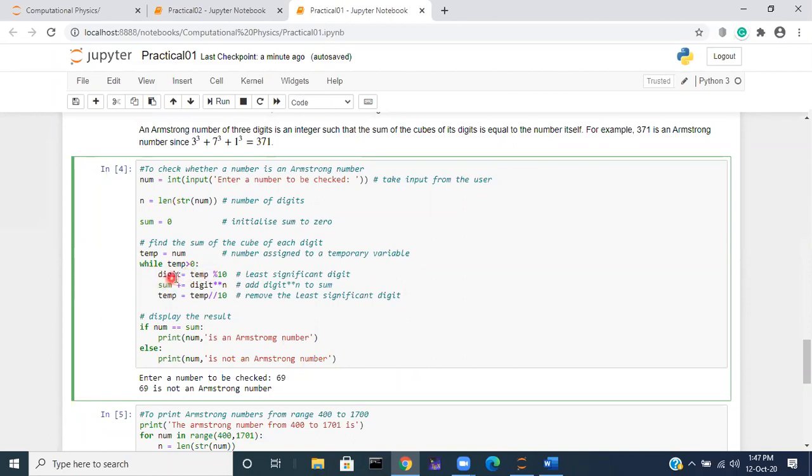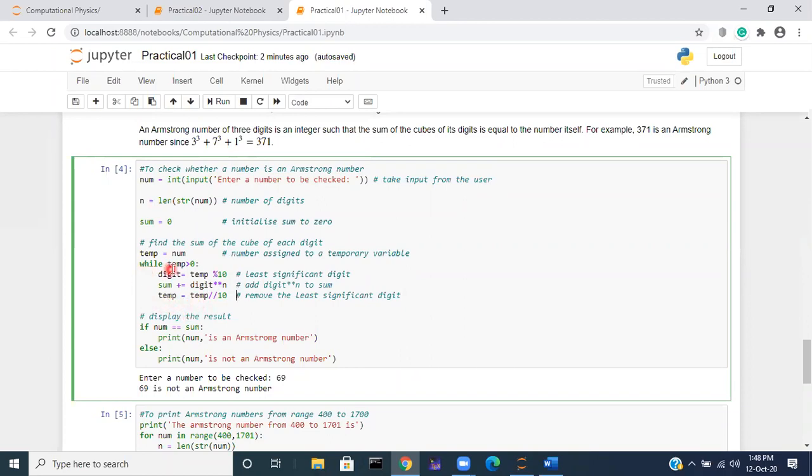So next step executes. Digit equals temp modulo 10. 37 divided by 10 and take the remainder. The remainder will be 7. So 7 to the power n is added to sum, like 1 cube before, now 7 cube. Next, 37 divided by 10, the quotient is 3, and that 3 is stored in the variable temp.